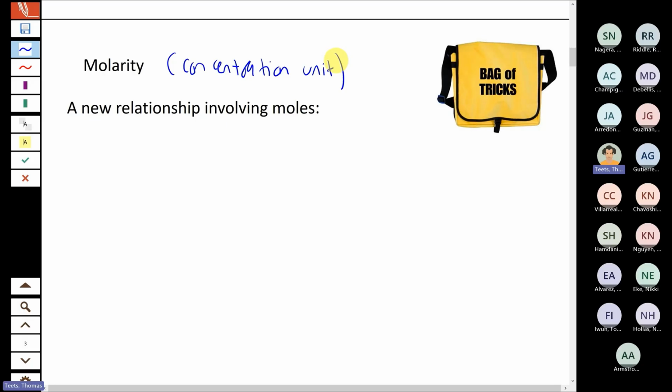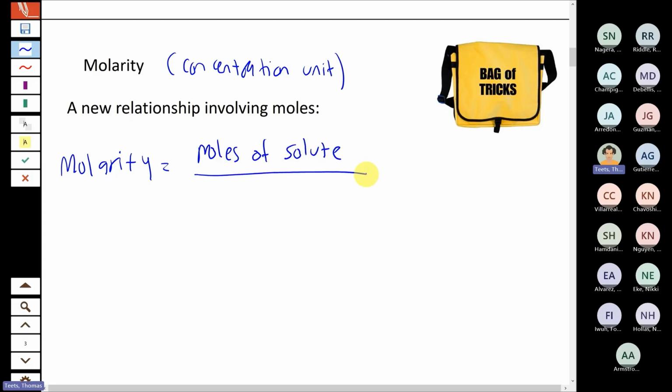There's a few different concentration units that we have, and you'll cover more of those in Chem 2. The only one we're going to do in this course is molarity, which is the most common and in many ways the most useful. But molarity is equal to the moles of solute, that's going to be the stuff that's dissolved in the solution, divided by the liters of solution.